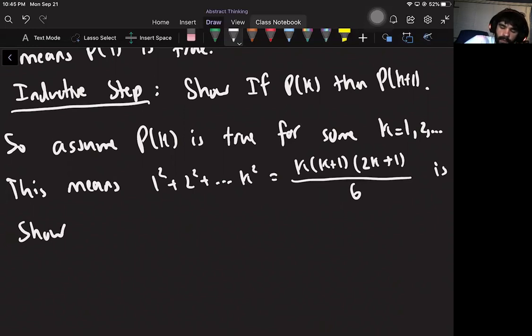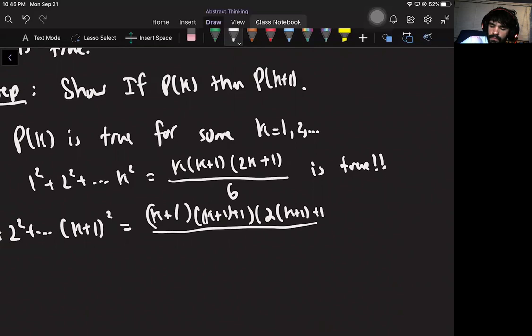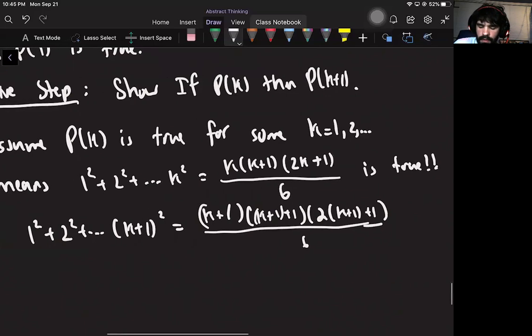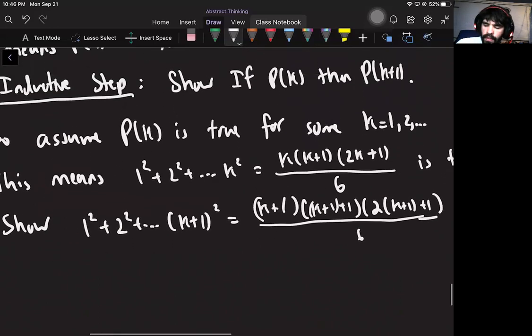That means we're going to show that 1 squared plus 2 squared plus, and now we're going to go all the way up to k plus 1, that's the next number, squared, equals, and then I'm going to replace n with k plus 1. So it's going to end up looking like this. Right? Now the trick to these is basically we're just going to start on the left and move to the right, and within that movement there's going to be somewhere where we use this.